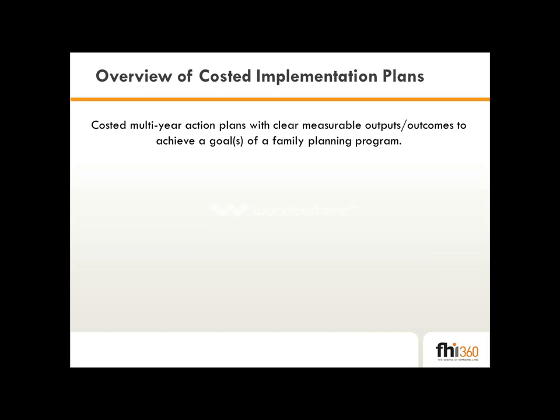CIPs contain cost estimates of multi-year action plans with clear measurable outputs for achieving a goal of a family planning program. Most of the time, the goal is the target contraceptive prevalence rate to be achieved in a specified time frame. CIPs can be developed at different levels of the health system, including the district, provincial or regional levels, and national levels. Most of the CIPs today are at the national level.